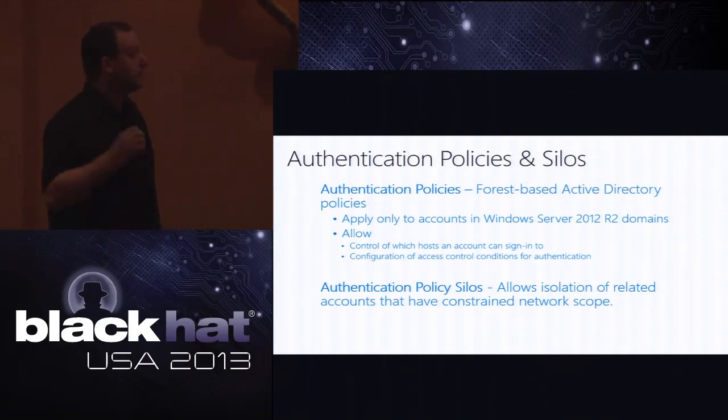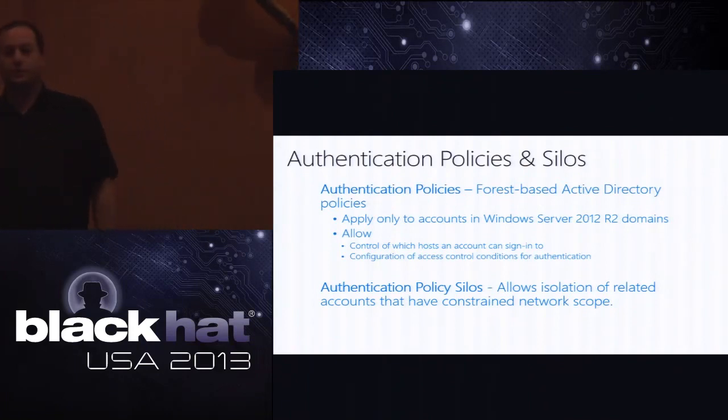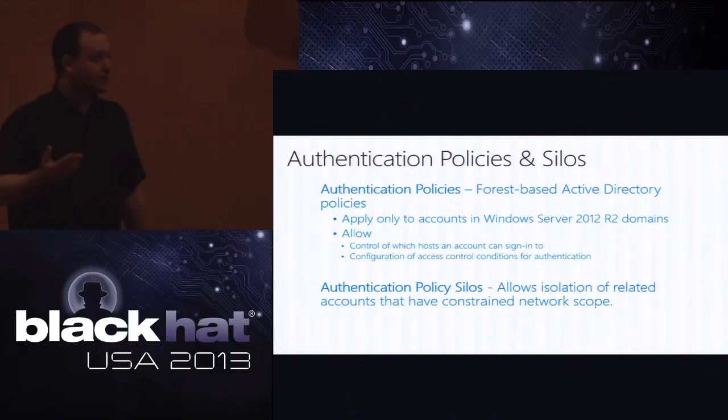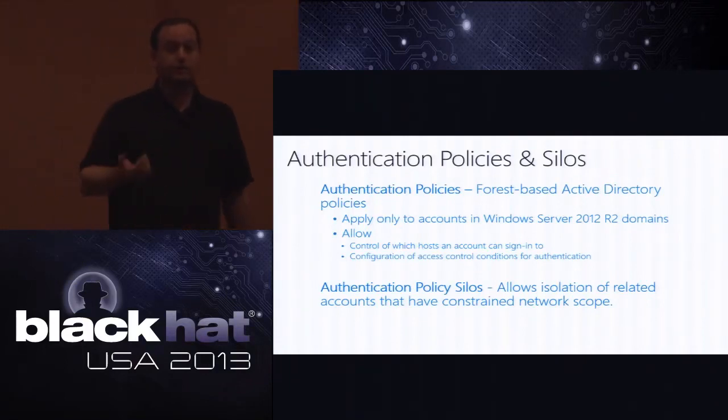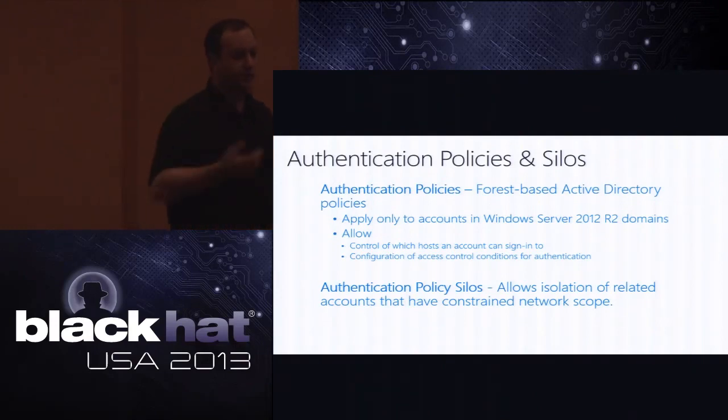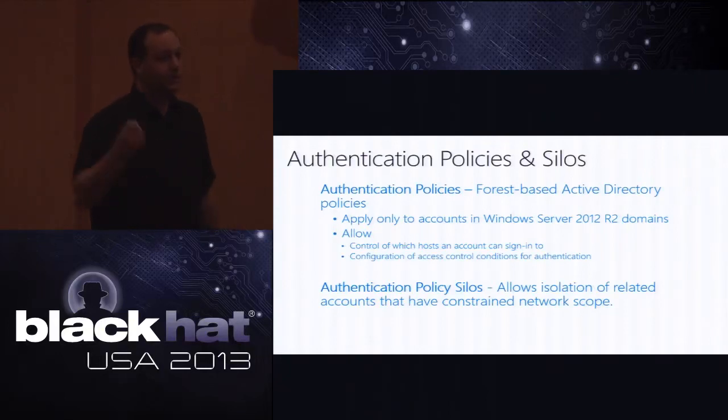Okay. So, authentication policies and silos are two new types of objects in Active Directory. They are forest-wide policies and policy silos that enforce authentication rules on Kerberos logons. Two types of rules that you can do. Where a TGT may be issued. So, based on the identity of the machine that you are requesting your TGT from, so the user, the service account, whatever is authenticating on that machine, will the DC provide a TGT to that workstation?